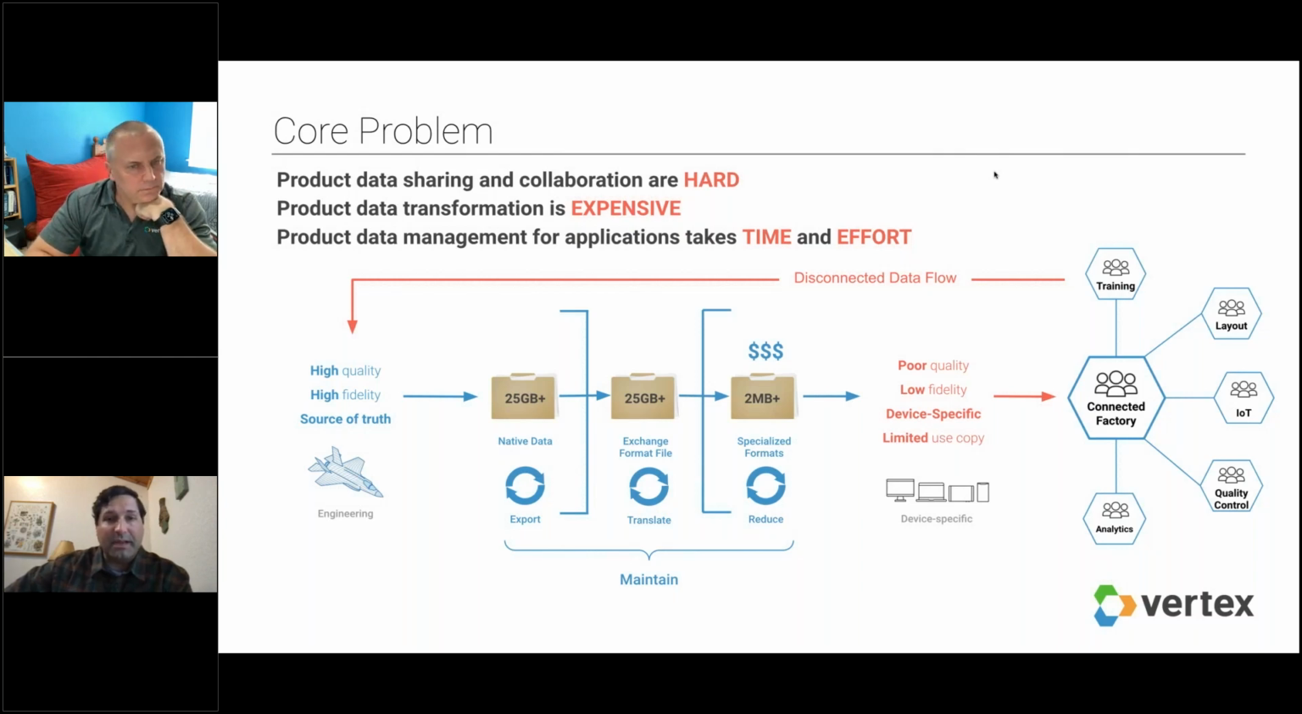Really what it boiled down to was this whole idea of the viscosity of data. It's so big, it moves so slow, it takes forever to move. It's hardly useful once it arrives to those downstream users, in order for them to interact and contribute back to the digital thread in a meaningful way.